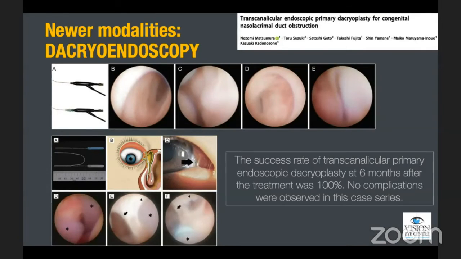A newer modality which has been found is dacryoendoscopy. In this, a dacryoendoscope is used to visualize the anatomy right away, and then a bicanalicular stent is placed. This group found that they had a 100% success rate. So this could be something worthwhile if we can start off in future for ourselves.